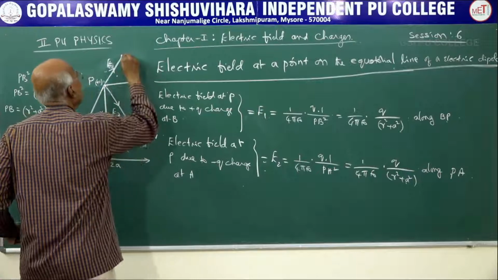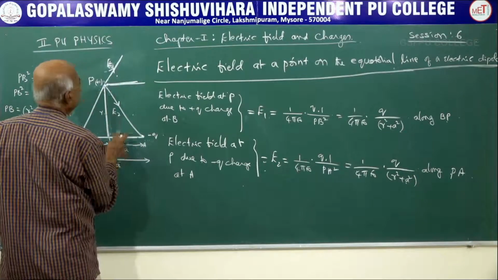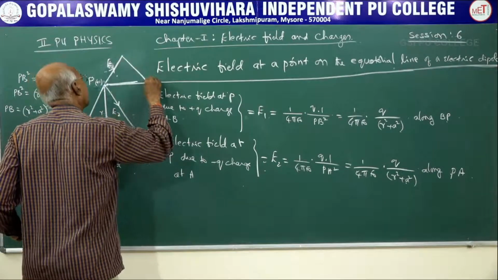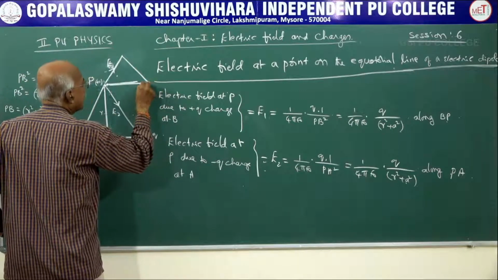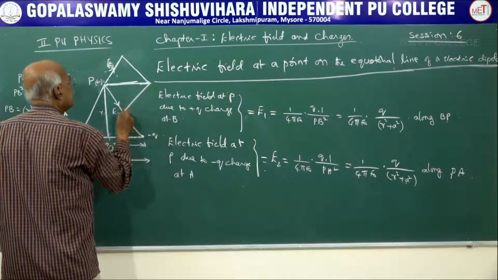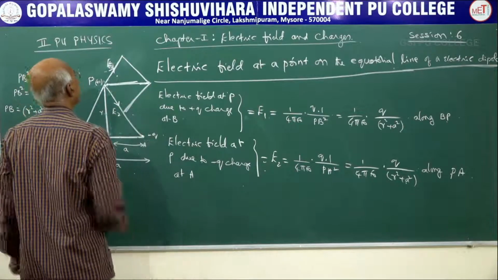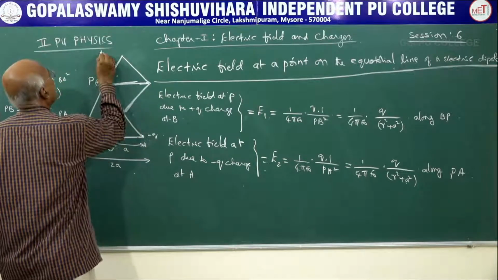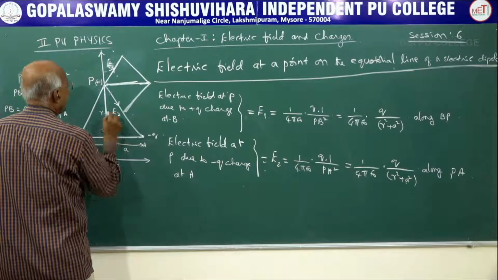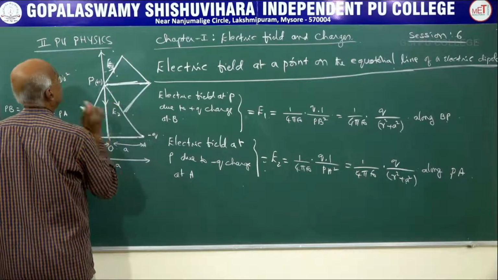To do that, we will draw a line parallel to the x-axis and complete the rectangular parallelogram. If you draw the parallelogram, this is the direction in which it comes. Now this happens to be the y-axis. And here you have got another force acting downwards.